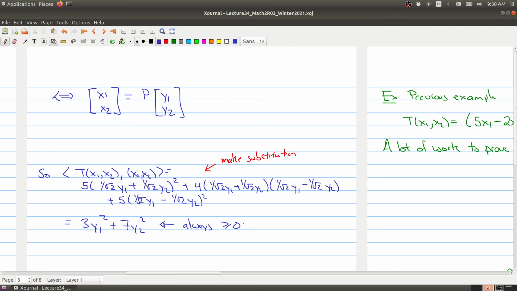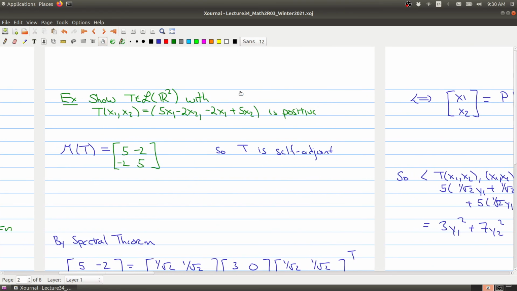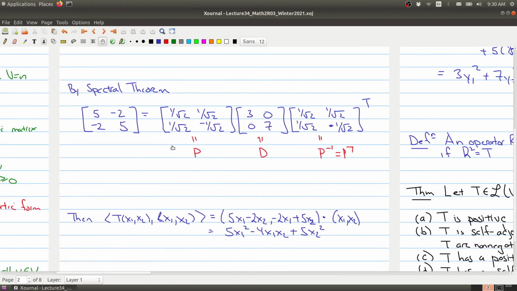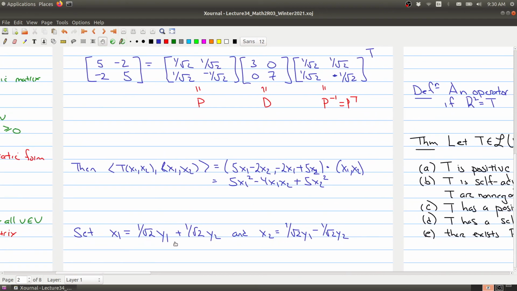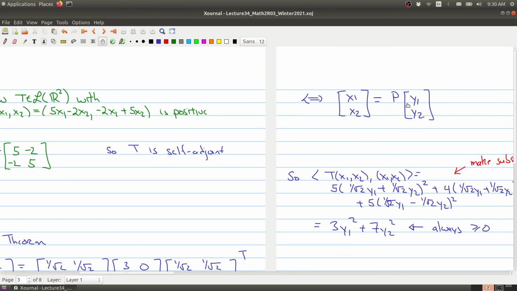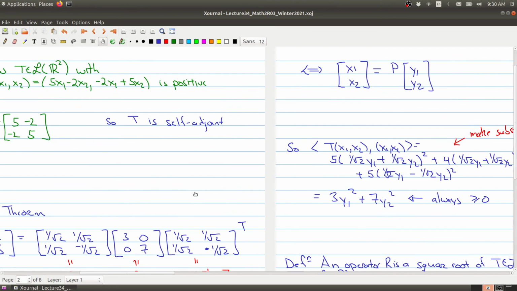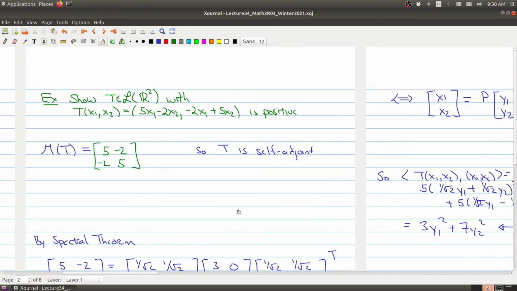That means that this operator has to be positive, because given any x1 and x2, I can find a y1 and a y2 that satisfy this relation, because P is an invertible matrix. So I take those y1 and y2, plug them in here, and I'm going to get a positive value. Okay, so it's a lot of work just to prove directly from the definition that an operator is positive. When we come back, I'll give you a different way of tackling this problem.